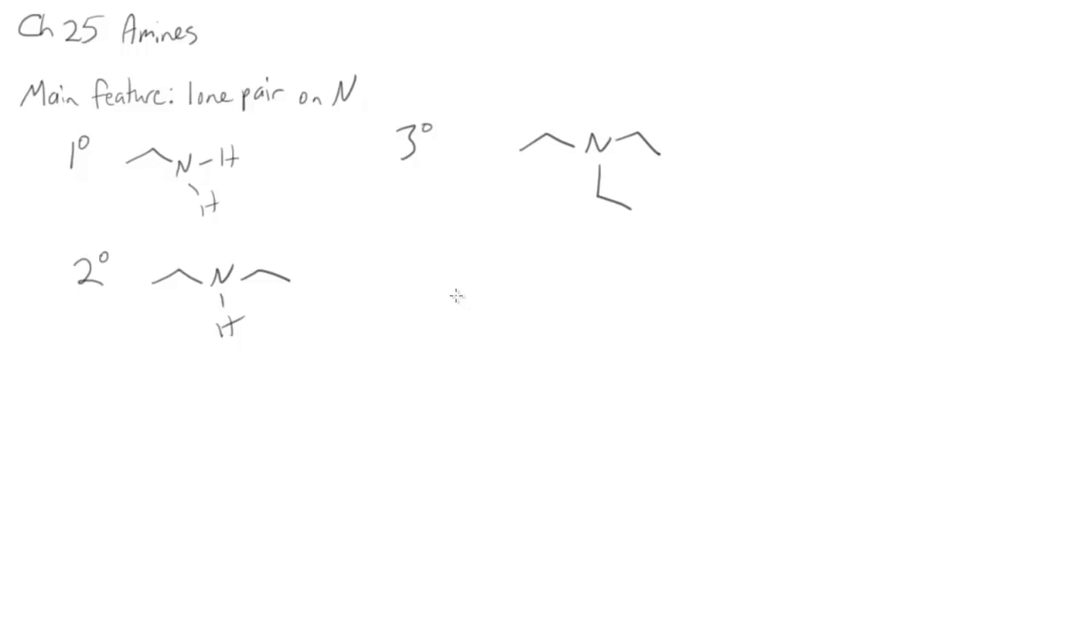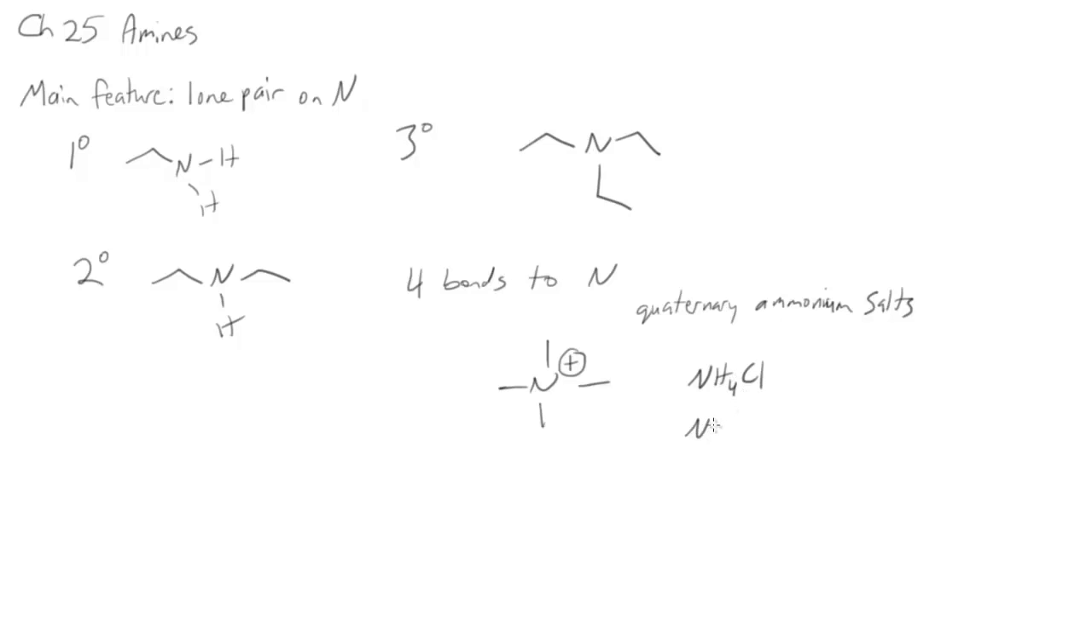Now we can also make compounds that have 4 bonds to nitrogen. But now because it has 4 bonds to nitrogen, this nitrogen only has 1, 2, 3, 4 electrons that belong to it, so the nitrogen will have a positive charge on it. And these are called quaternary ammonium salts. A couple of examples could be like ammonium chloride or ammonium hydroxide.